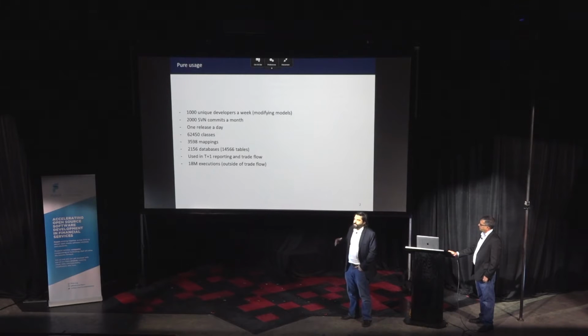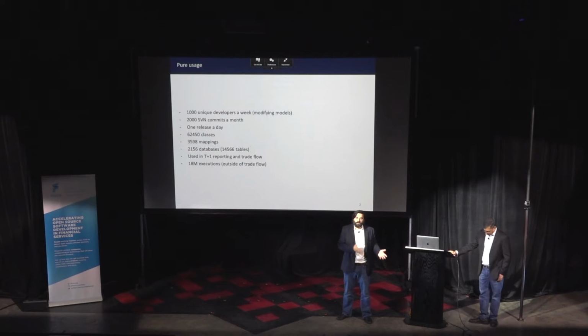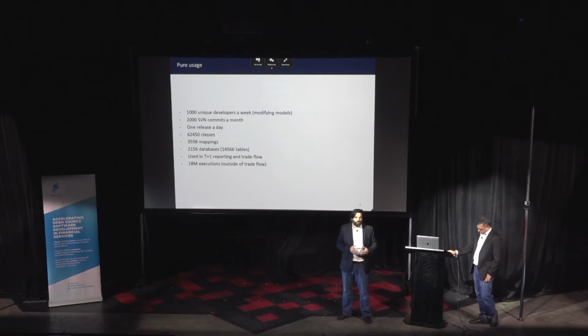We have around 62,000 classes. Classes are kind of the building blocks of a model, the concepts managed in the system right now, as of yesterday, because I wrote that yesterday. We have around 3,600 mappings. And mappings are the relationships we have between the models and databases, or model to models themselves, if we want to translate from one model of representation to another one.